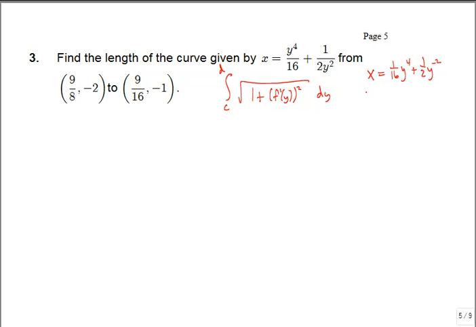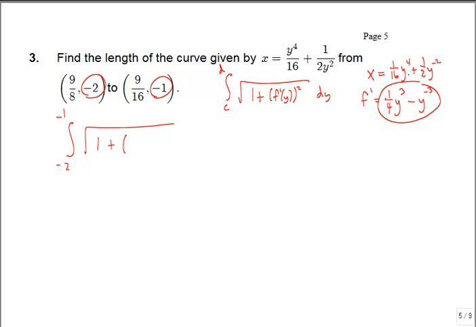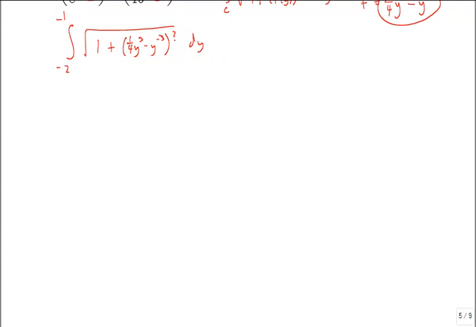So when I go to find my f prime here, bringing down the 4 times 1/16 is 1/4 y cubed. Bringing down my negative 2 times that 1/2 makes it a minus 1 y to the negative 3. So we're ready to plug in. Our bounds for y are negative 2 to negative 1. And then we have the square root here of 1 plus this whole derivative quantity squared dy. So just like in the last example, we're going to want to FOIL this out first.